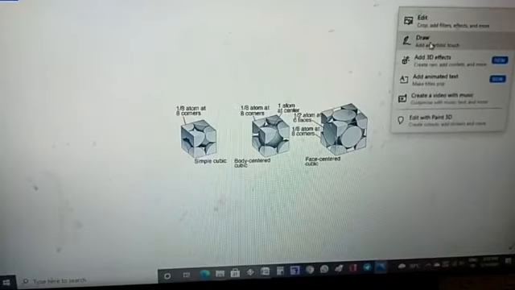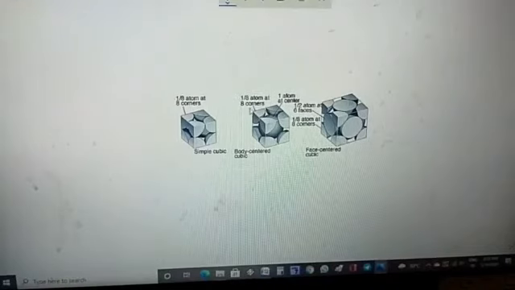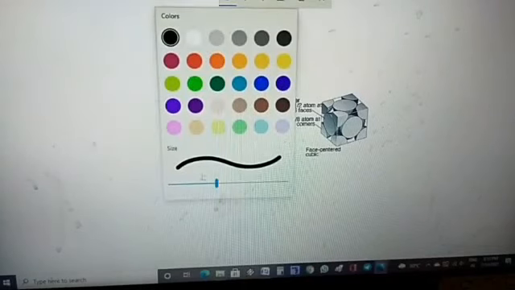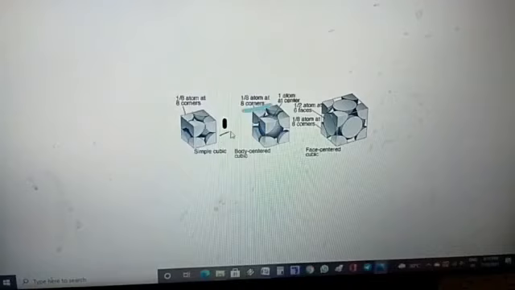How many atoms will be present in the body centered cubic unit cell? Along with these 1/8 corners, 1/8 atom at 8 corners means 1/8 into 8. 1/8 into 8 means we'll get 1.